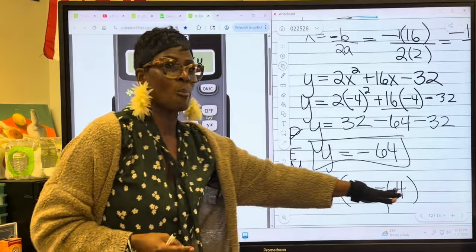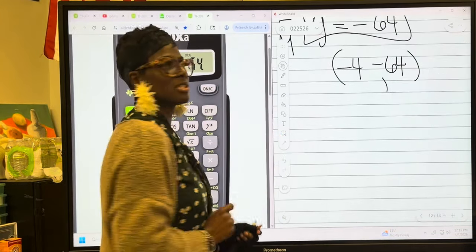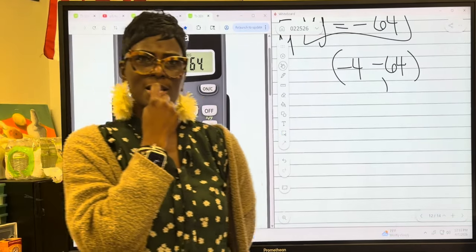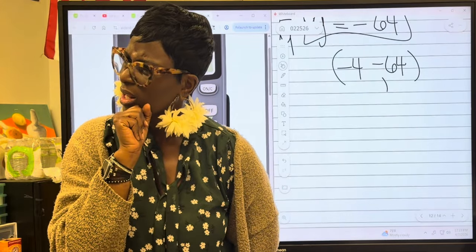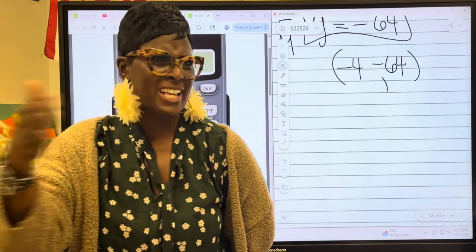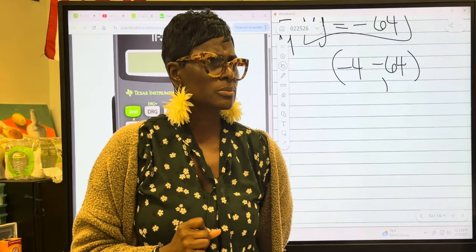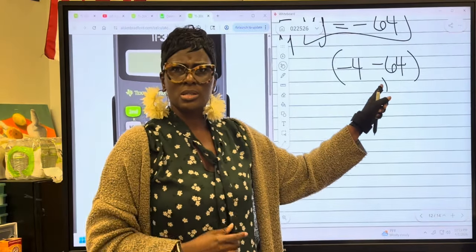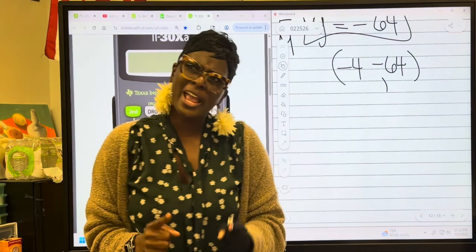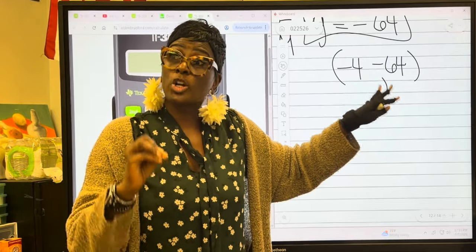What does this help me with? What does negative 4, negative 64 tell me? Yeah, it's my vertex, but what does it tell me? It gives me my axis of symmetry, x equals negative 4, right? What else? Does this give me my x-intercepts? No. Is this even your x-intercepts? This is your vertex, right? What are your x-intercepts?